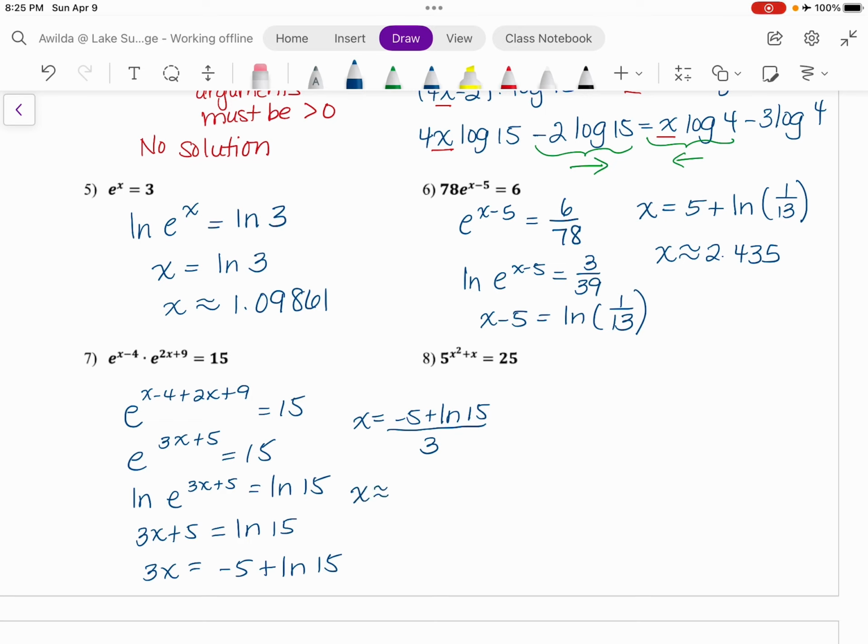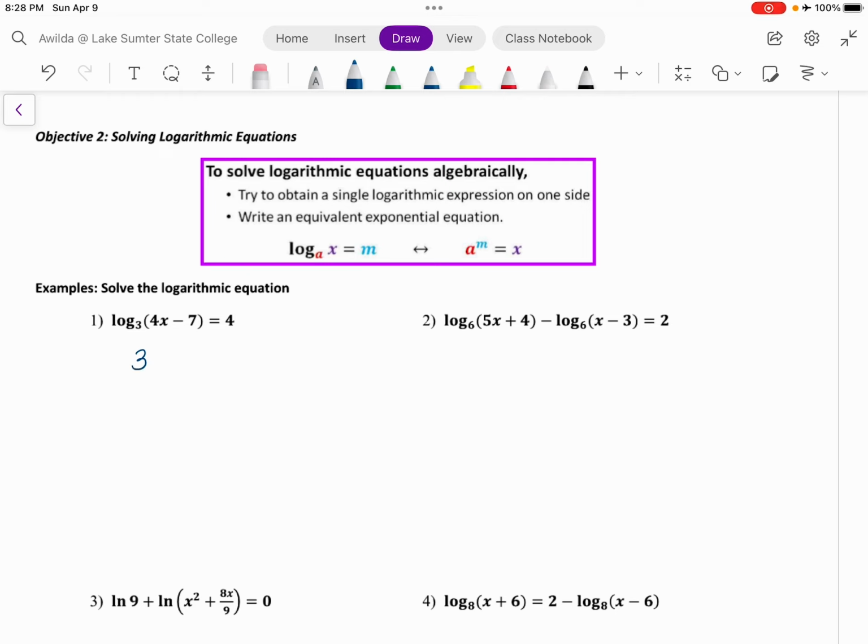So here in this next example, we have logarithm base 3 of 4x minus 7 equals 4. If I convert this into its equivalent exponential equation, I can say that 3 raised to the 4th power must equal the result 4x minus 7. 3 to the 4th power is equal to 81. So we see that this becomes a pretty simple linear equation. I can add 7 to both sides and then divide by 4 to get that x is equal to 22.